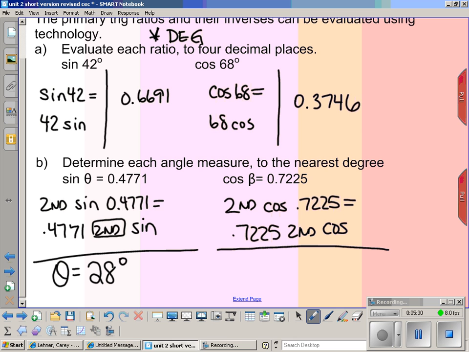And your answer will be 44 degrees. Your angle measure is 44. So it's important to remember your keystroke order so that we can solve the application questions.